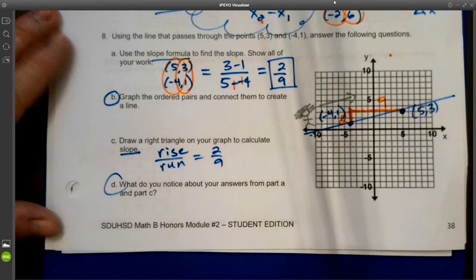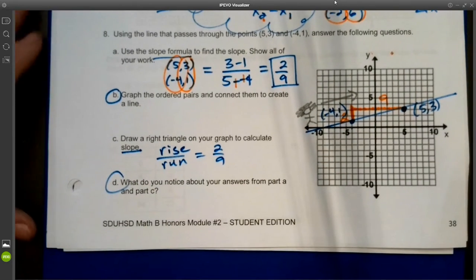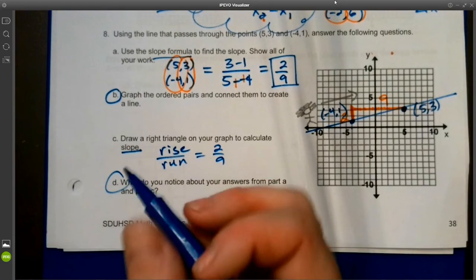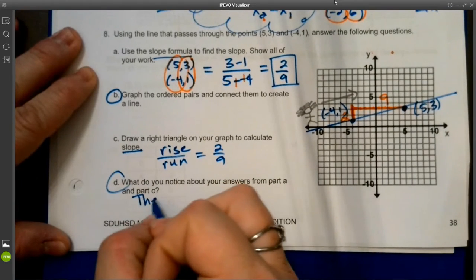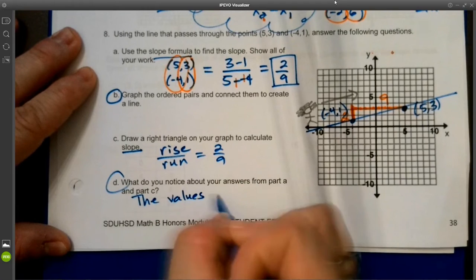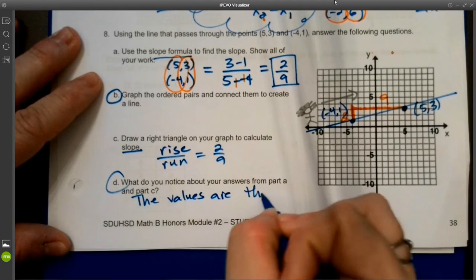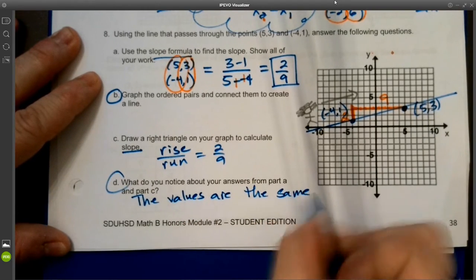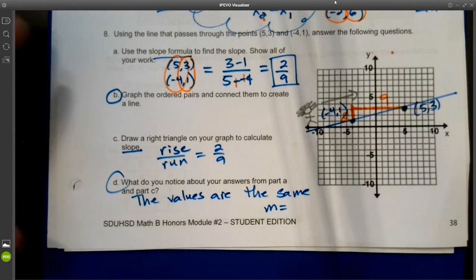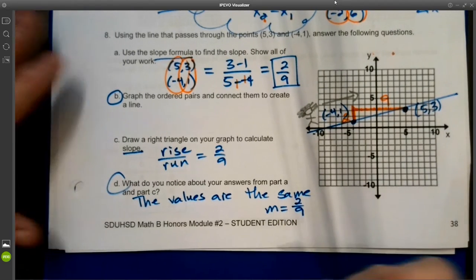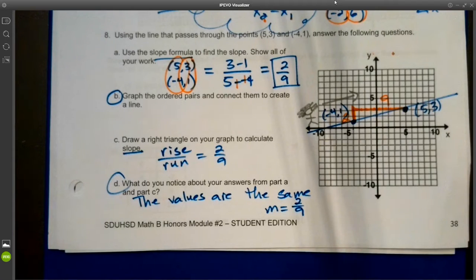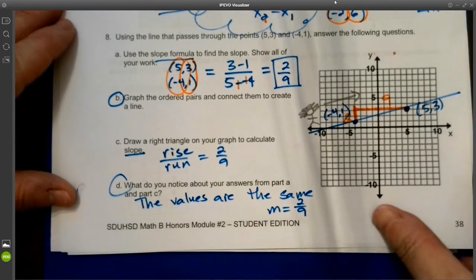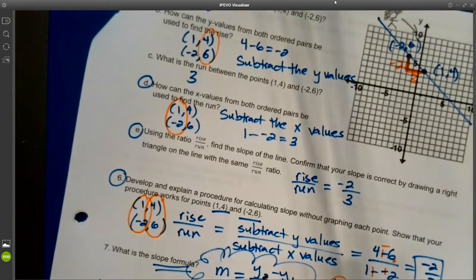So for part D, it says, hey, what did you notice about your answers from part A and part C? Hello. The values are the same. The slope, which can be represented with the letter M, is 2/9ths. So now we know we can find slope by graphing, but we can also find slope by using 2 points in computation. Pretty cool. All right, we're going to turn the page and we're going to focus on number 9.